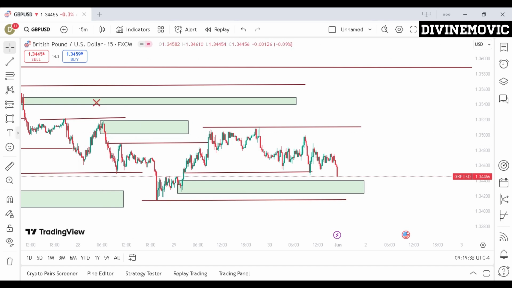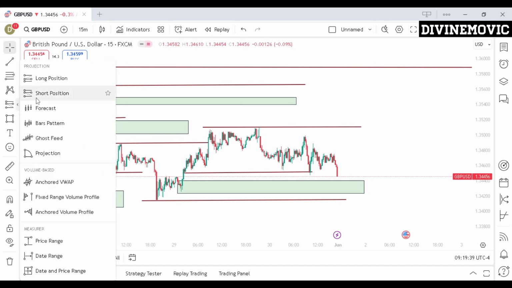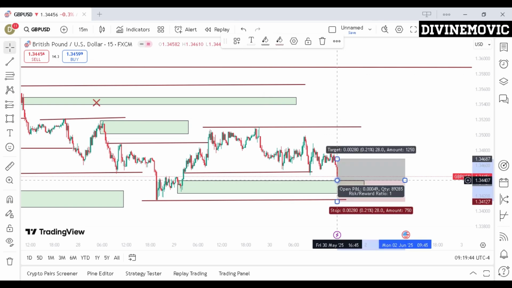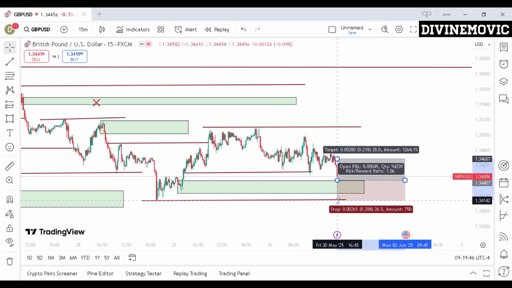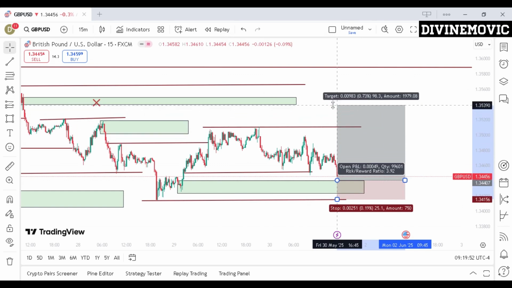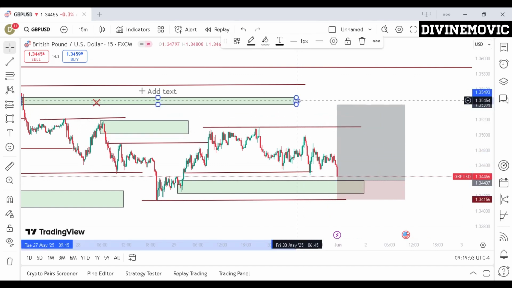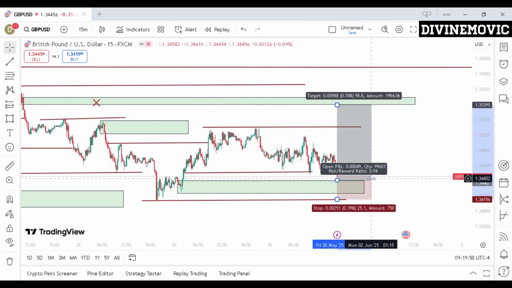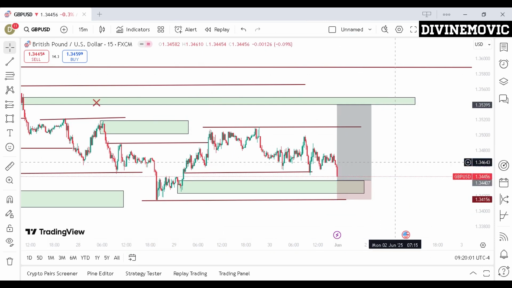And most likely, if price opens tomorrow being Monday, I'm going to be looking for a short-term buy from here. My stop loss is 25 pips. My TP1 is here, and most likely this POI is my full TP for a 1:3 risk to reward. This will be my first trade for the week.